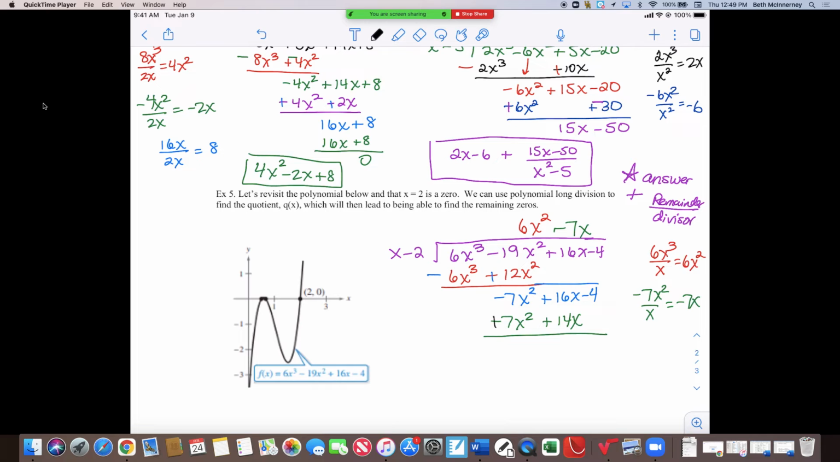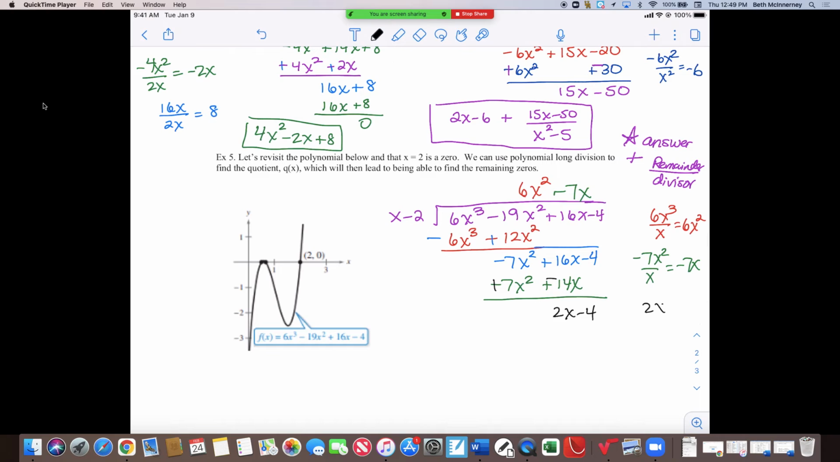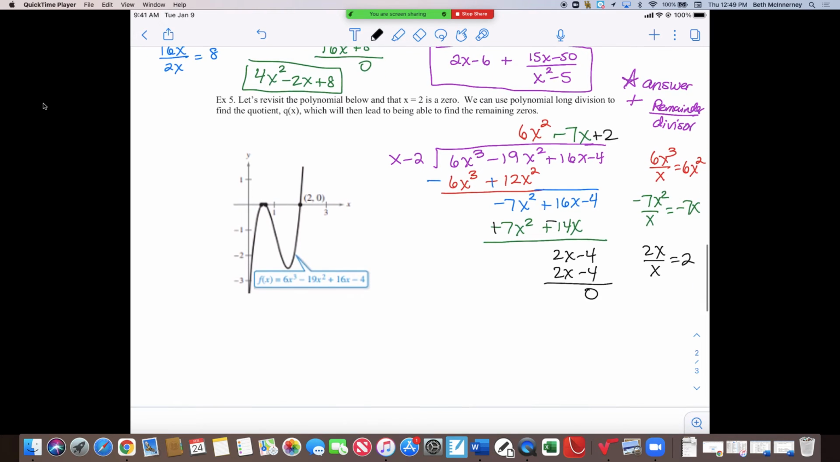All right, I'm going to take the opposite and add, or you can just subtract. And then I repeat. 2x over x is 2. So, this is cool, okay? This is really, really cool. What I've just shown you is that 6x cubed minus 19x squared plus 16x minus 4 is actually equal to x minus 2 times 6x squared minus 7x plus 2.